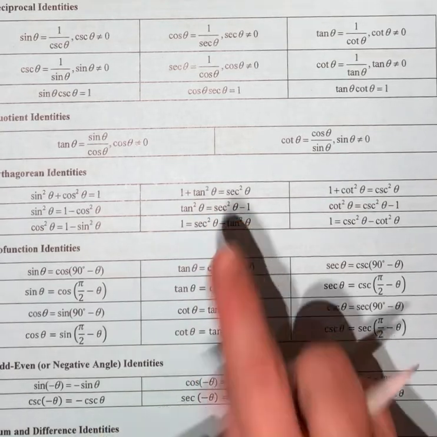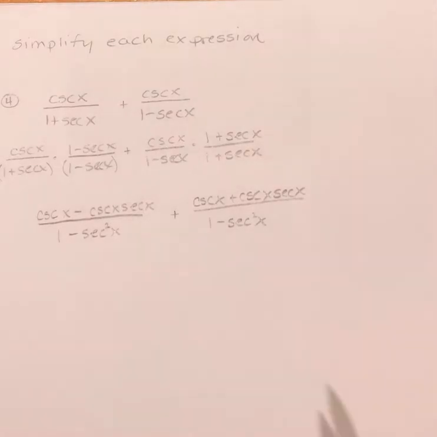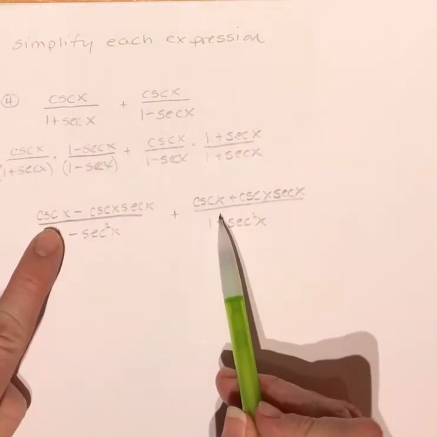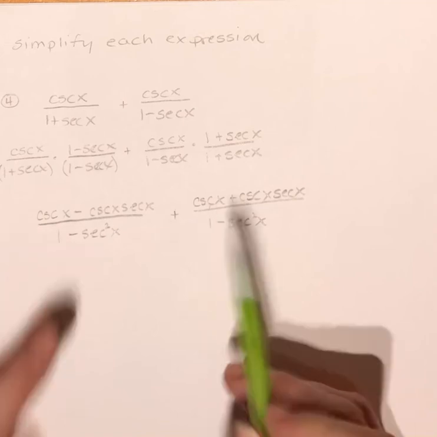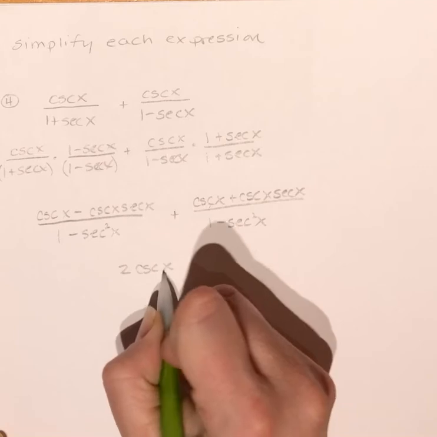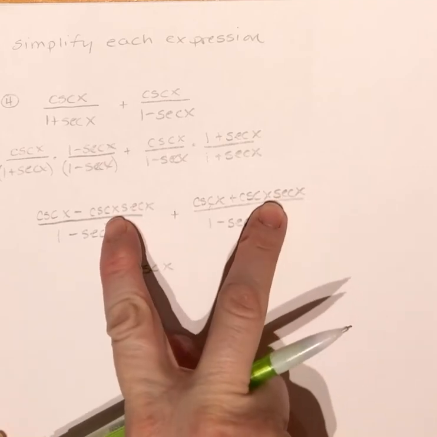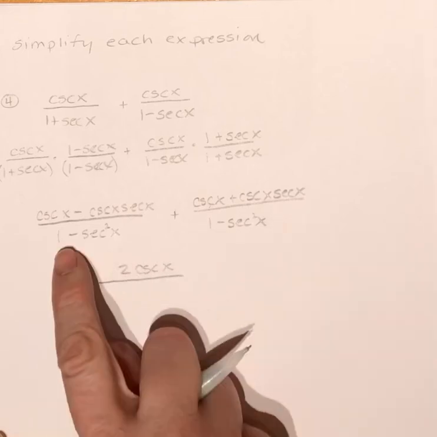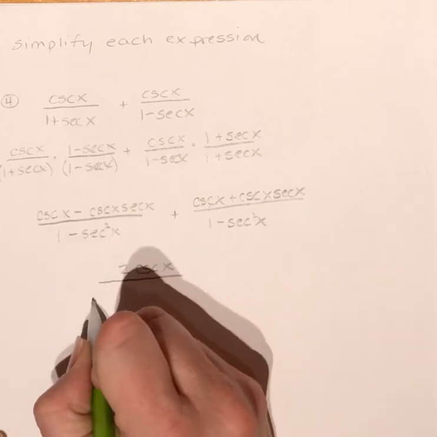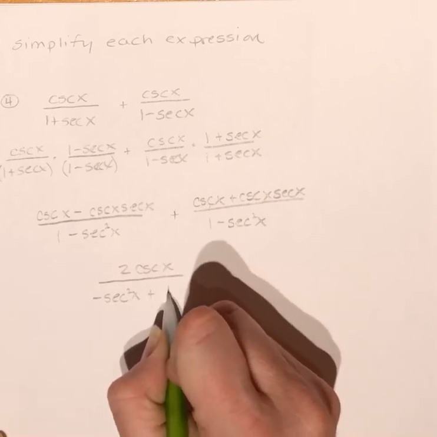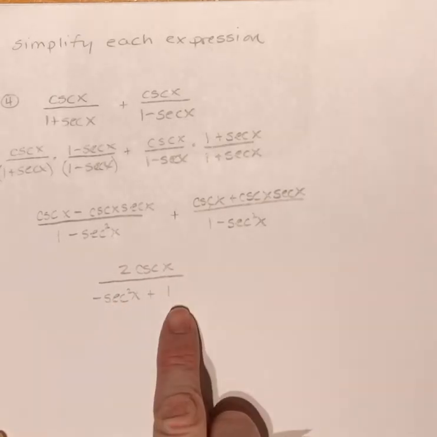Okay. Well, first thing I'm going to do is I'm going to add these two fractions together and I'm going to clean up the top. So I have secant, cosecant plus cosecant. So I have 2 cosecant of x. Those add out. And then what I'm going to do is this is going to be the same, but I'm going to write a negative secant squared of x plus 1, and I'm going to change their order.